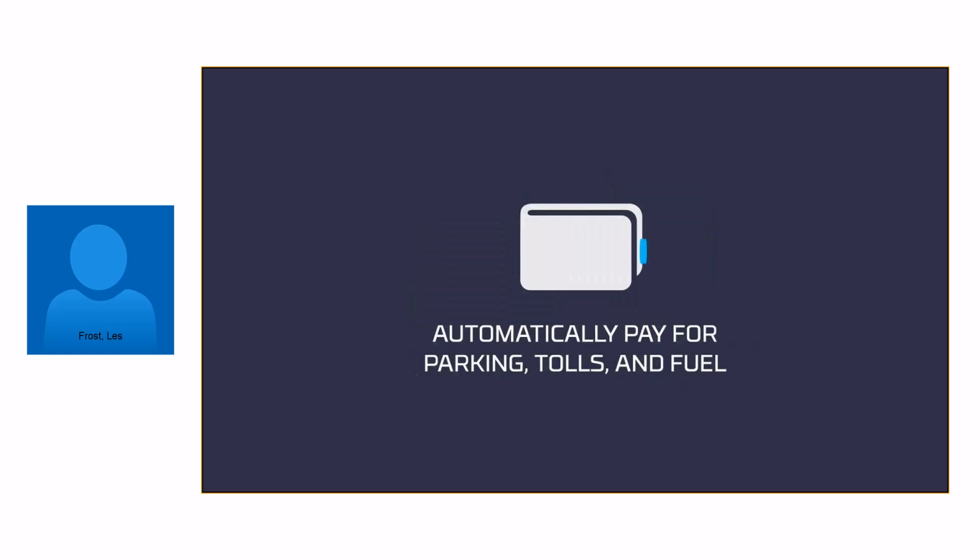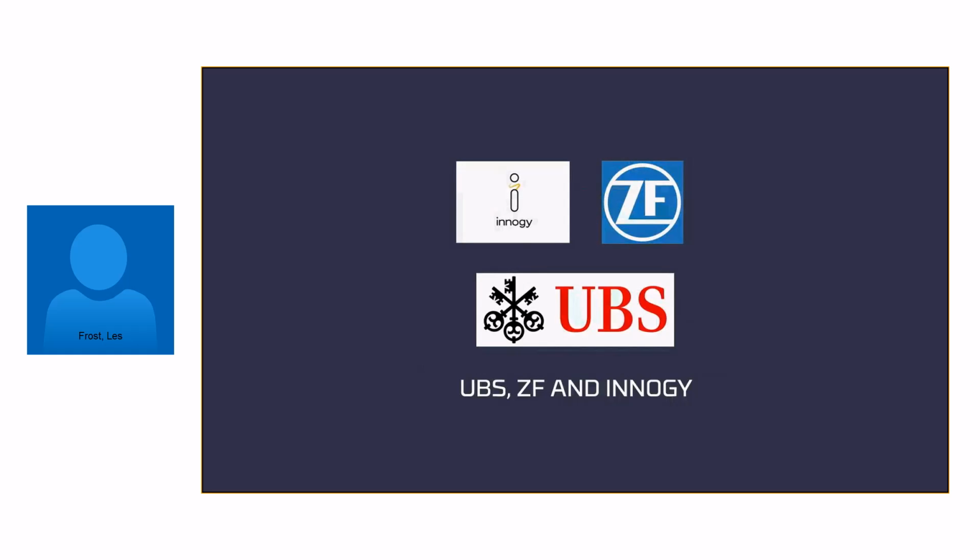The use of built-in e-wallets can allow for car owners to automatically pay for parking, highway tolls, and electricity top-ups to their vehicle. UBS, ZF, and Energy are some of the startups developing blockchain-based e-wallets.